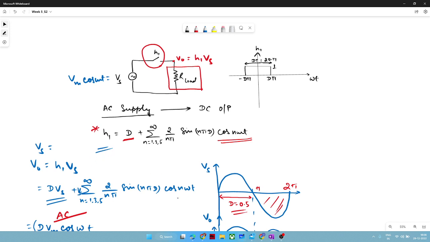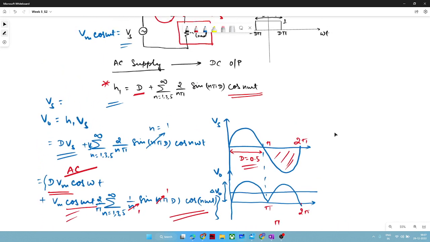After putting d equal to half and writing this expression of H1, if we multiply it with Vm cos omega t, cos omega t will lead to a DC and a second order ripple for the particular case of n equal to 1. The major chunk of this expression or magnitude is dVs, and just by looking, it seems that it is the average DC component, but it is not, because here the supply Vs is equal to Vm cos omega t. So that much is guaranteed ripple.